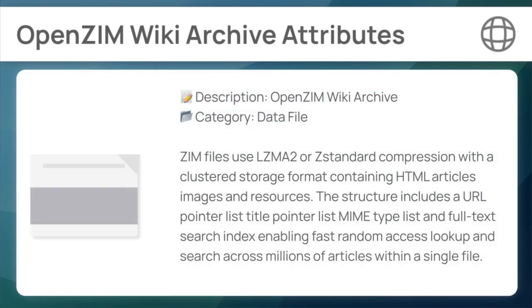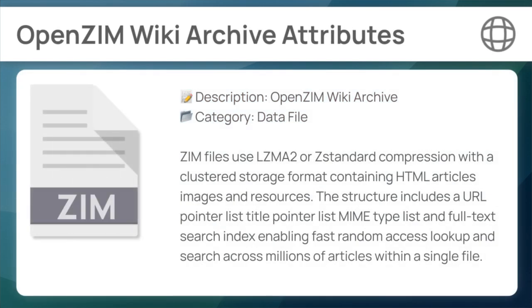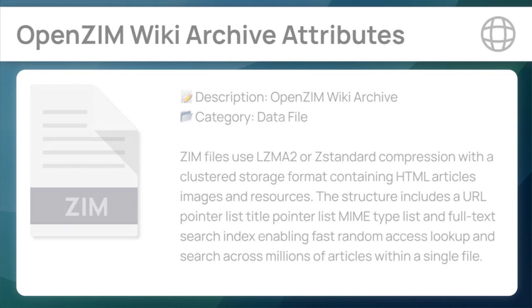ZIM files use LZMA2 or Zstandard compression with a clustered storage format containing HTML articles, images, and resources. The structure includes a URL pointer list, title pointer list, MIME type list, and full text search index, enabling fast random access lookup and search across millions of articles within a single file.